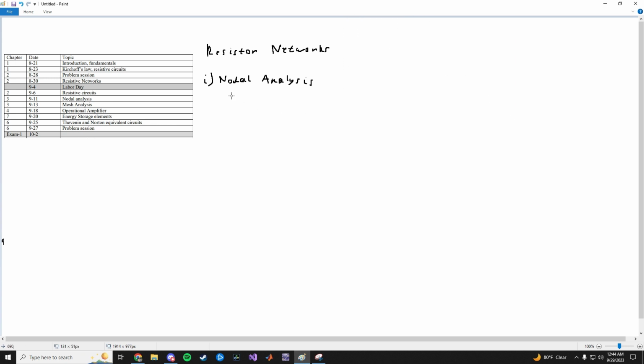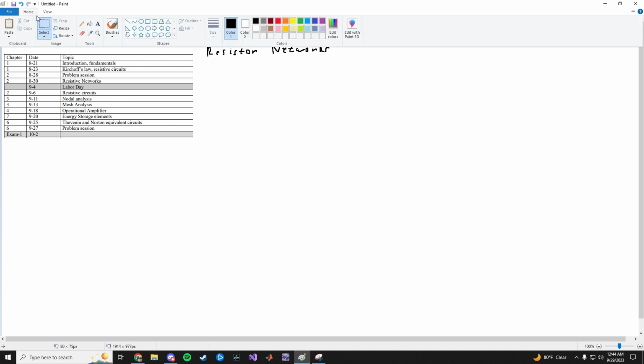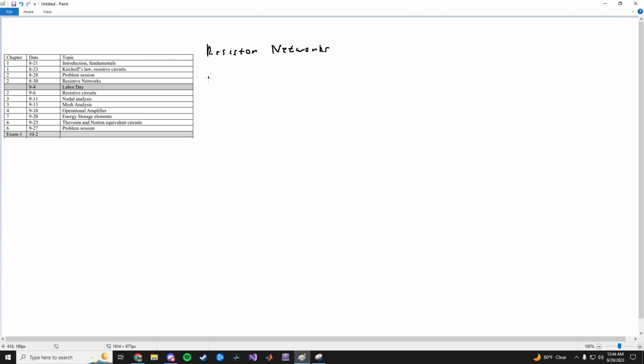So that's it for nodal analysis. So next technique to solving resistor networks would be the mesh analysis. So it's number 2. Mesh analysis. So mesh analysis is the other technique to solve resistor networks. And so if you think about it logically, nodal analysis had to do with the node voltages, so the mesh analysis is going to deal with the branch currents.